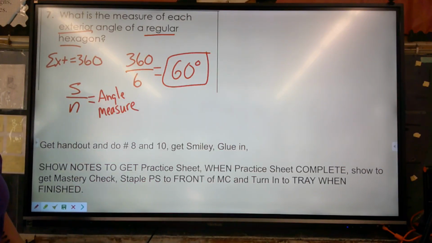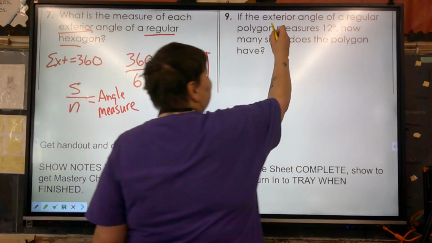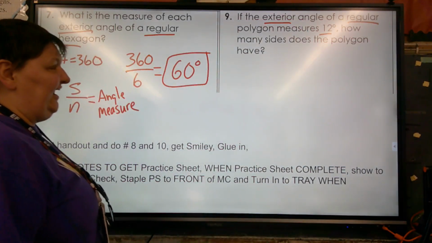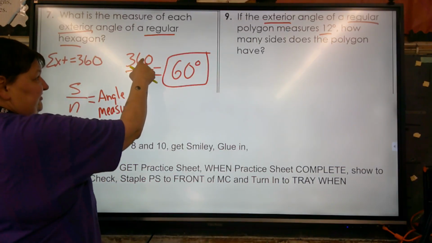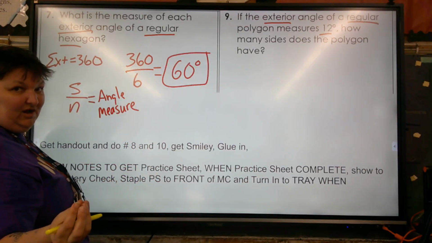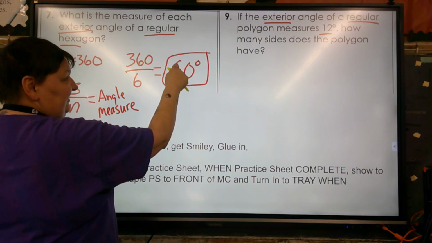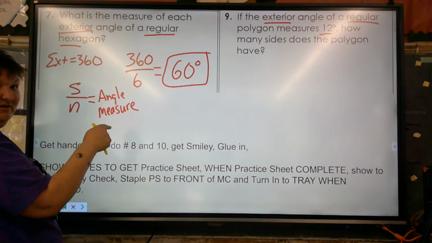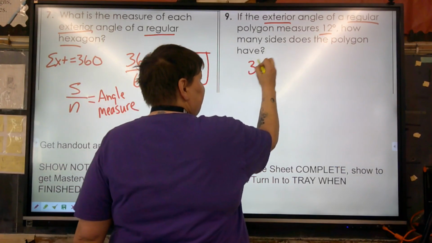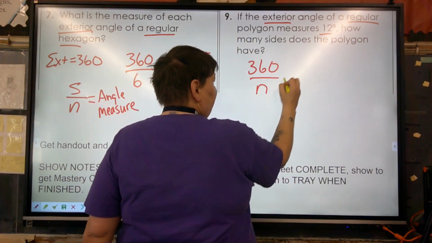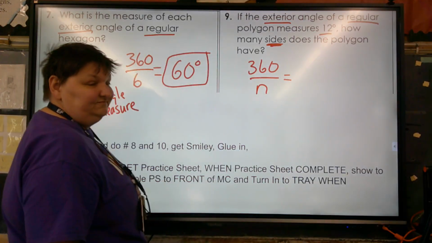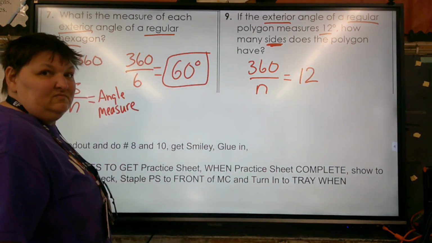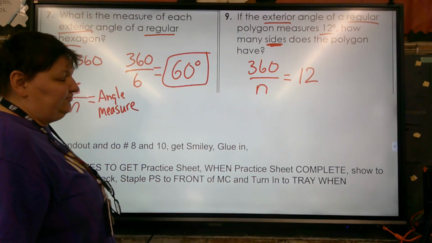Alright? Now what if it asks, if the exterior angle of a regular polygon measures 12 degrees, how many sides does it have? So this time it gives us 360 because we know exterior has to sum up to 360, and it gives us an angle measure, and we have to figure out the number of sides. It's the same formula, right? They give us the sum, 360. We don't know the number of sides. That's the question. So that's our variable, but it does tell us 12 is the angle measure, 12 degrees.